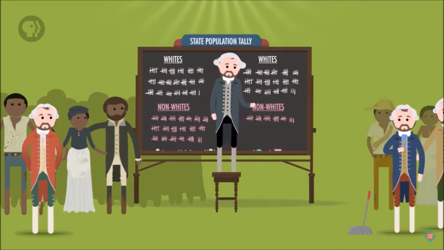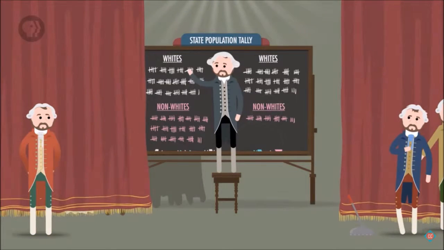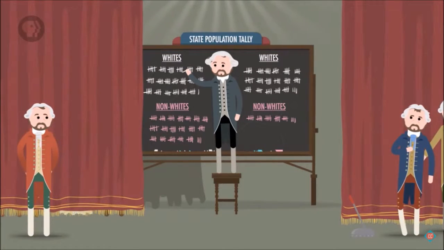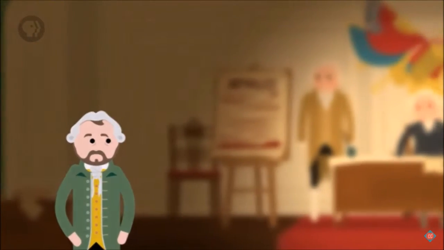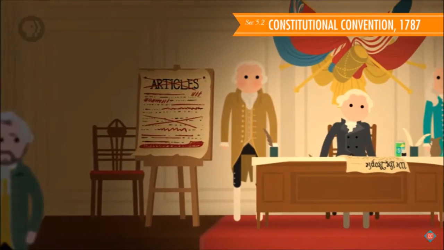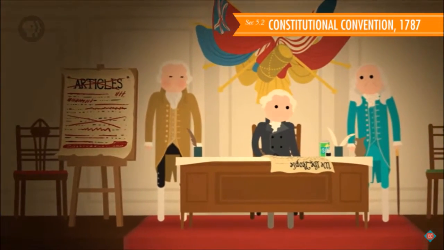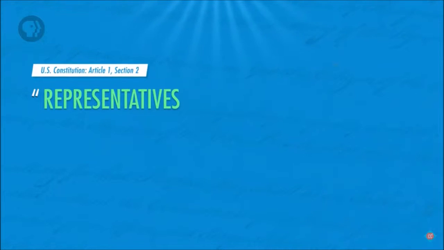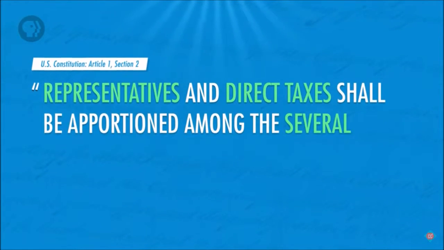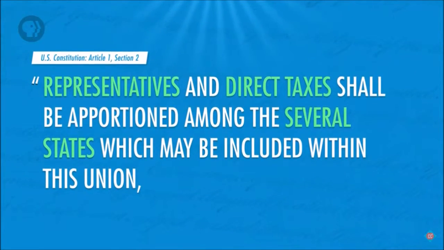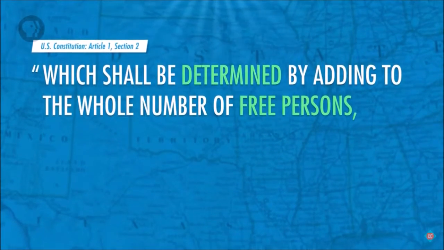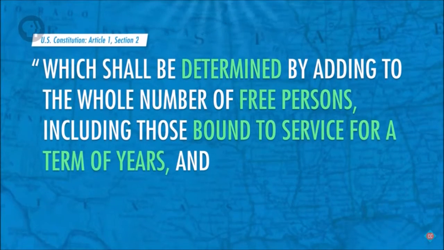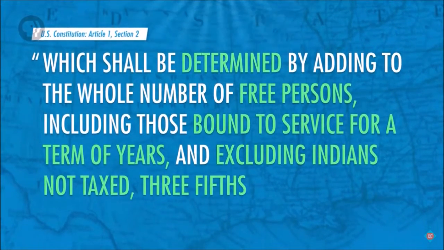And the states with few slaves didn't want them counted at all, because this would mean that the white non-slave people in those states with lots of slaves would effectively be better represented than the white non-slave people in the states with few slaves. The delegates at the Constitutional Convention solved this problem with another compromise that was decidedly less great. Article 1, Section 2 of the Constitution includes the following clause. Representatives and direct taxes shall be apportioned among the several states which may be included within this union, according to the respective numbers, which shall be determined by adding to the whole number of free persons, including those bound to a service for a term of years, and excluding Indians not taxed, 3/5 of all other persons.